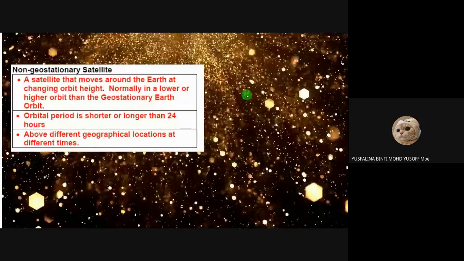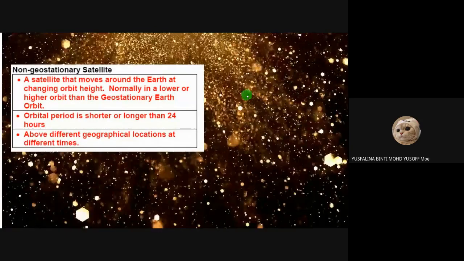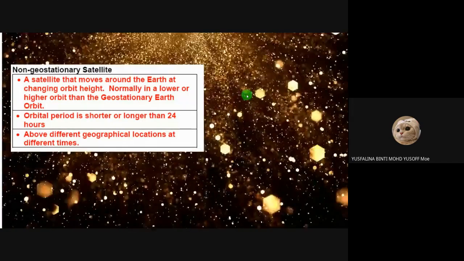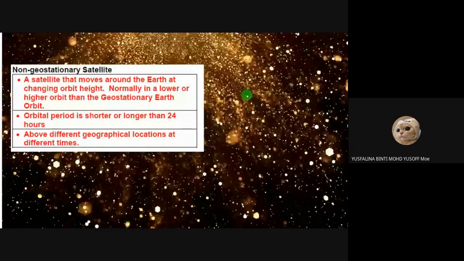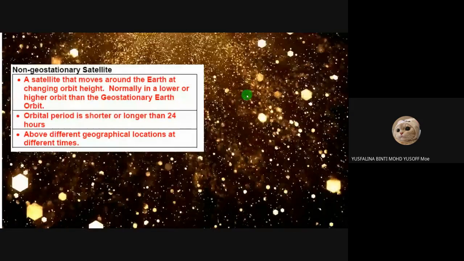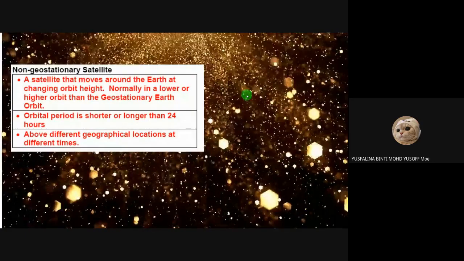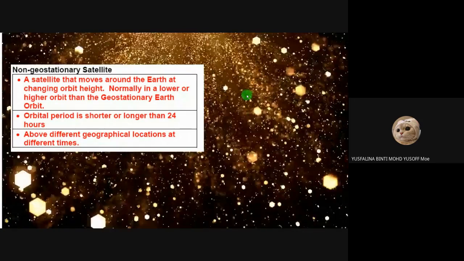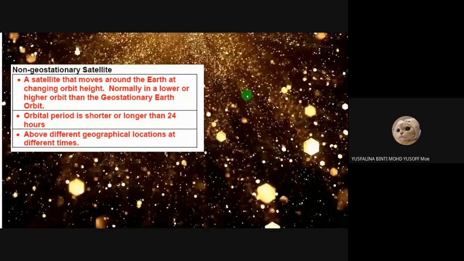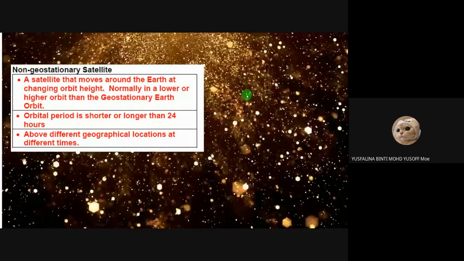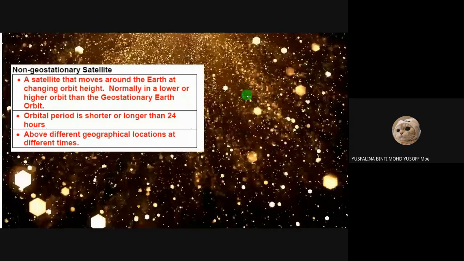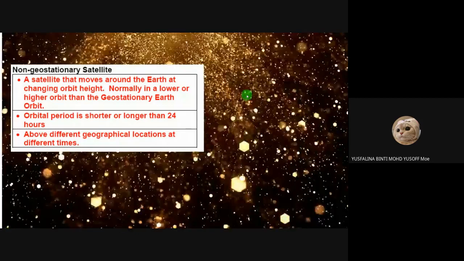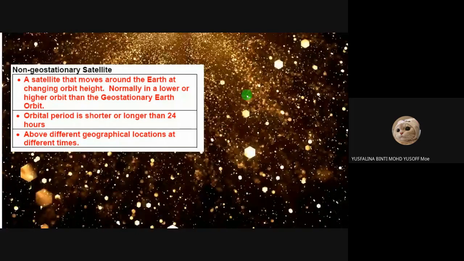For a geostationary satellite, to make one complete rotation it takes 24 hours. But for a non-geostationary satellite, it is either shorter or longer than 24 hours. Another difference is that it is above a different geographical location at a different time, so it does not stay at the same place. Let's say the first time it is at Malaysia, then later it goes to the Philippines. So that's the difference between the geostationary and non-geostationary satellite.